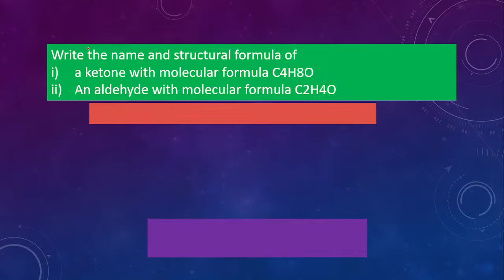Next one. Write the name and structural formula of a ketone with molecular formula C4H8O and an aldehyde with molecular formula C2H4O. So you have to write the name of the compound and also the structural formula.